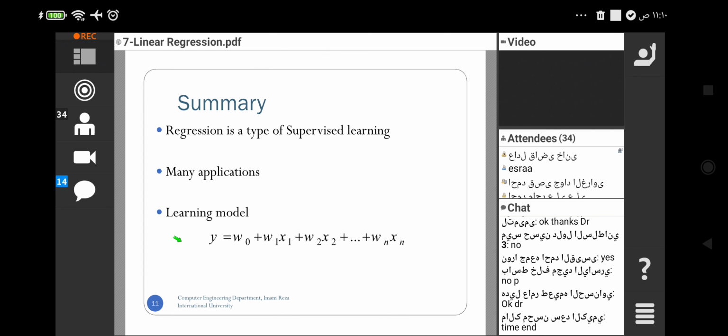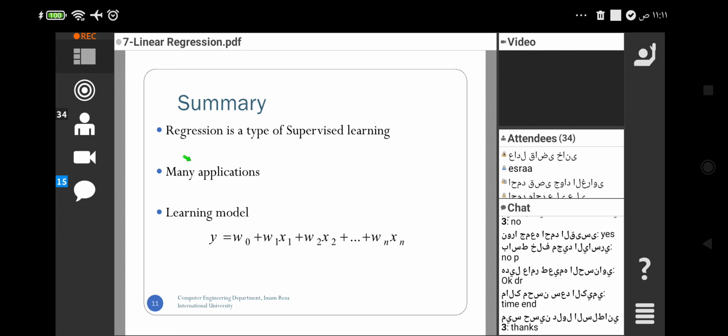My subject is finished. I talked about regression, and I said that regression is a type of learning. The only point that is different from classification is that the output is not discrete and it is continuous. That's very important.